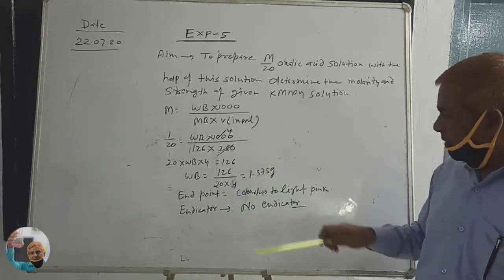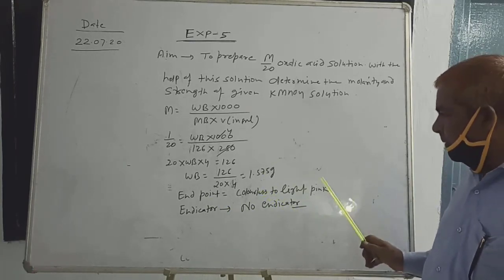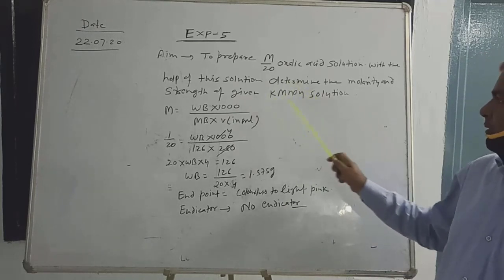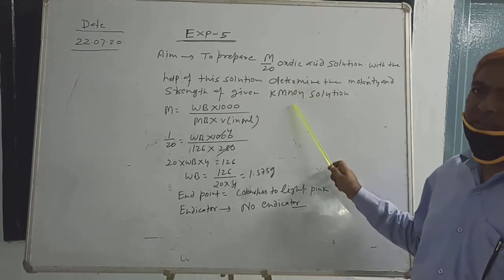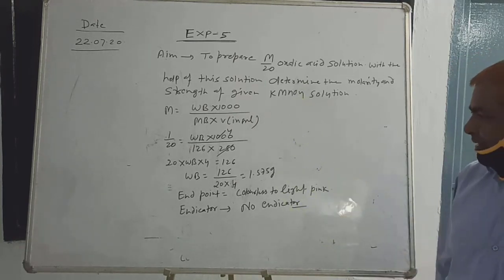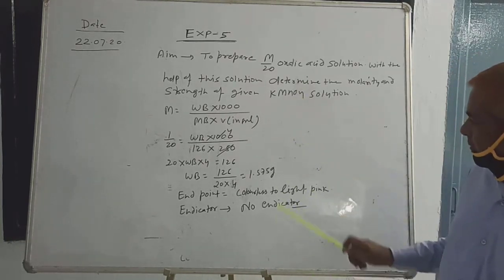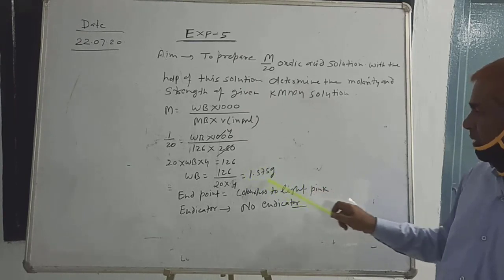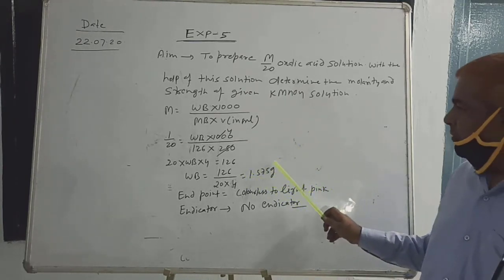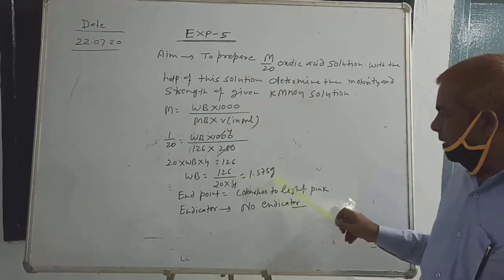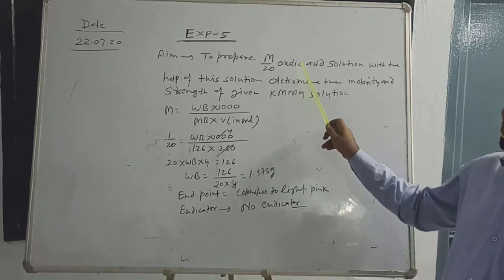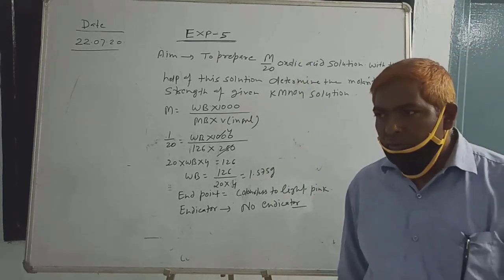The end point is colorless to light pink. No indicator is used because again permanganate is a self indicator, so there is no need for an extra indicator to indicate whether the reaction is completed or not. Now the problem is how to weigh this small amount of oxalic acid. So again I am coming to weighing 1.575 gram of oxalic acid.